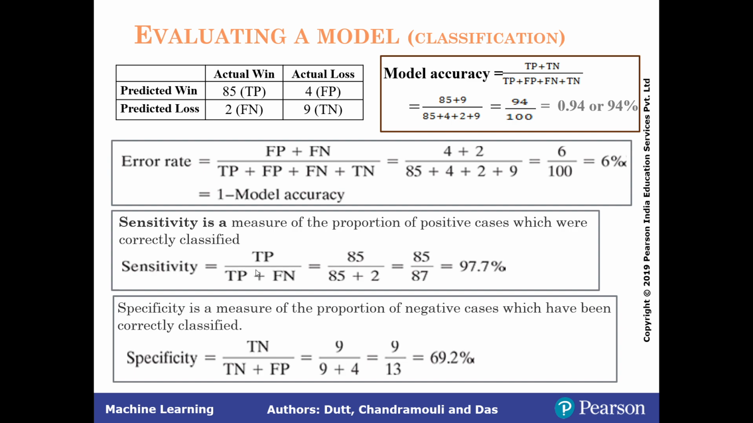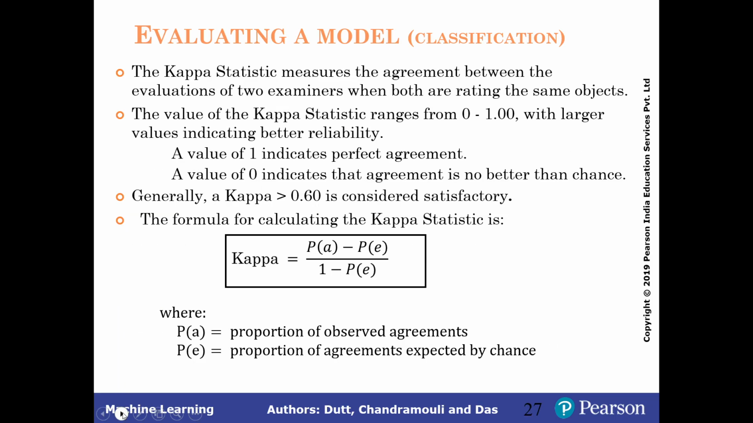Sensitivity, yes, is similar to recall. So let me discuss specificity. Specificity is actually completely opposite to recall. Instead of positive, we consider negative. We have done recall with respect to the win, right? Here you do it with respect to loss: true negative by true negative plus false positive. That gives you specificity. These are the evaluation techniques, and one more important technique is the kappa model.